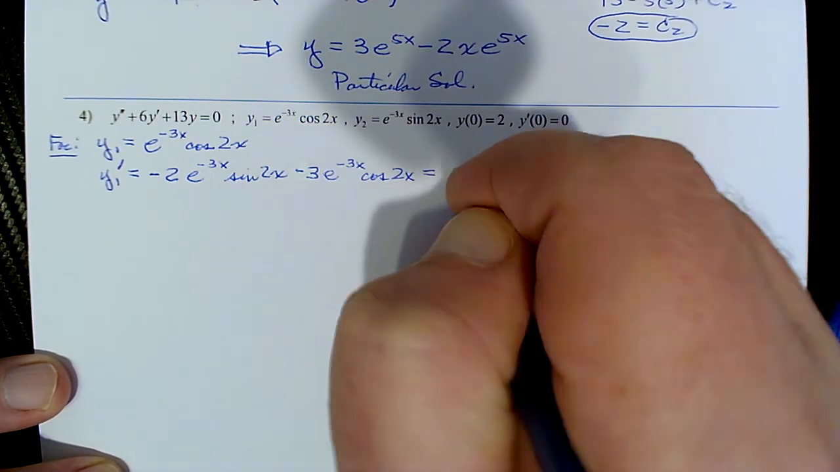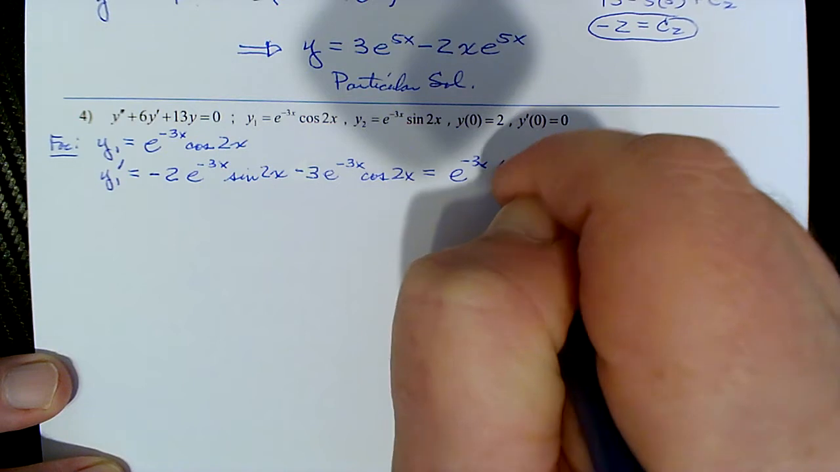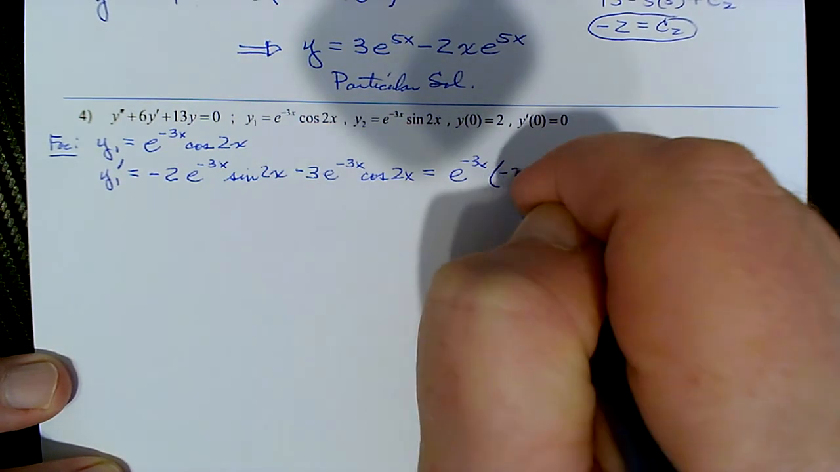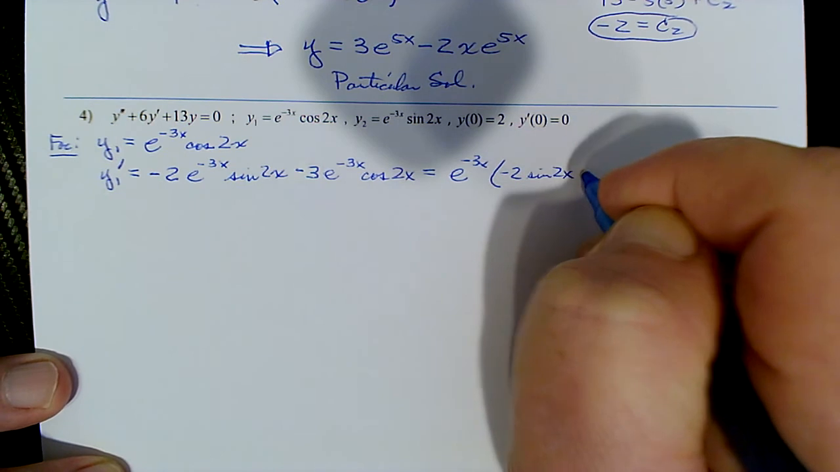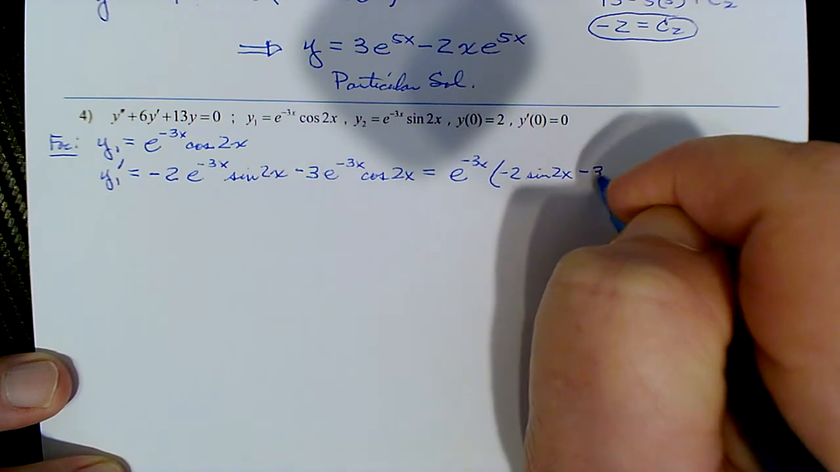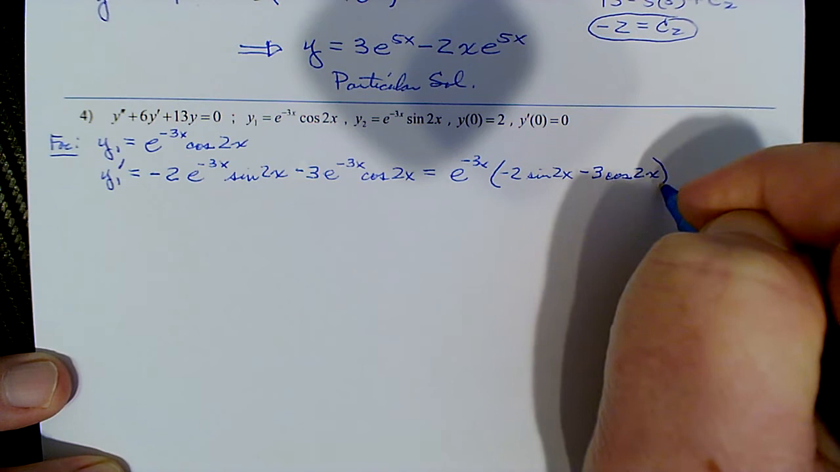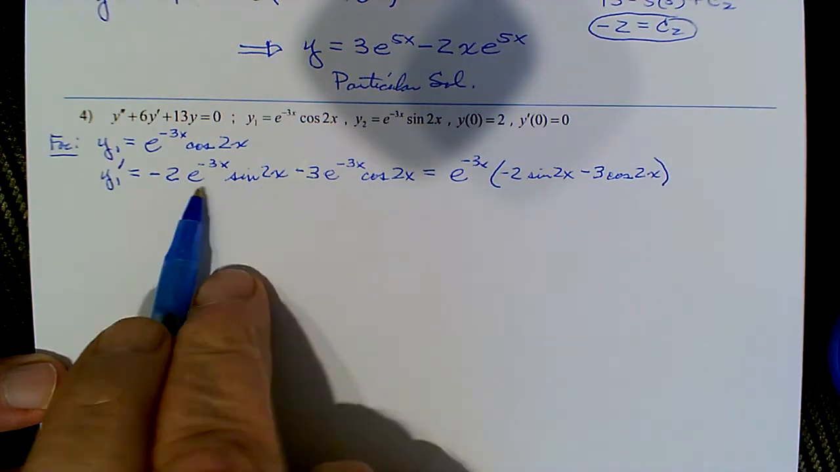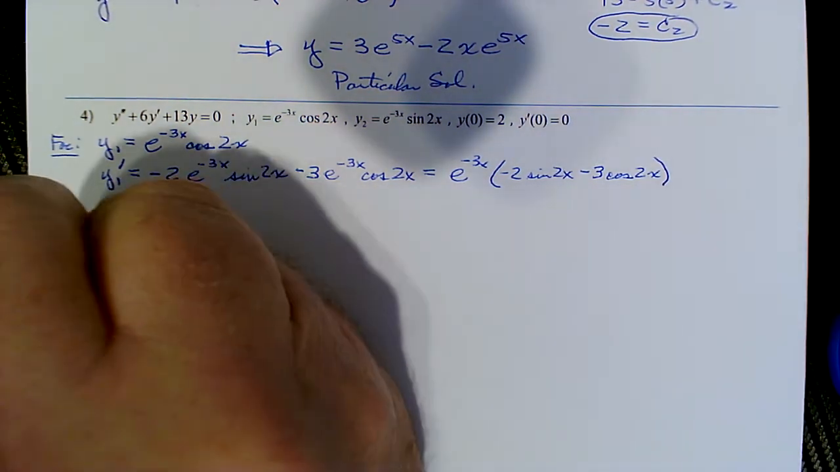And what I'm going to do here is factor out an e to the negative 3x, and we'll have negative 2 sine of 2x, and then minus 3 cosine of 2x. So the reason for doing that is so we don't have to do the product rule twice. We only have to do the product rule once.